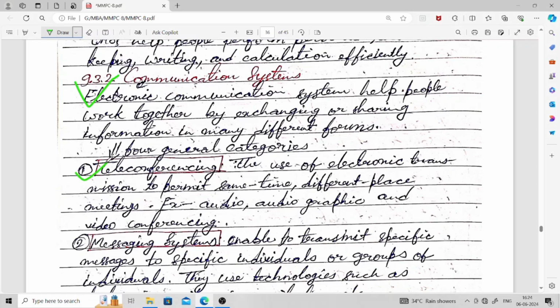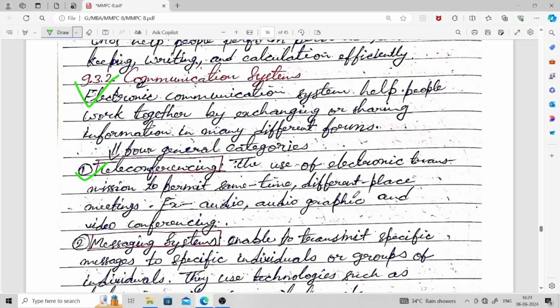teleconferencing. Teleconferencing is the use of electronic transmission to permit same-time, different-place meetings. It means people can connect with each other from different places at the same time. Examples of teleconferencing given are audiographic and video conferencing. These are different kinds of teleconferencing.